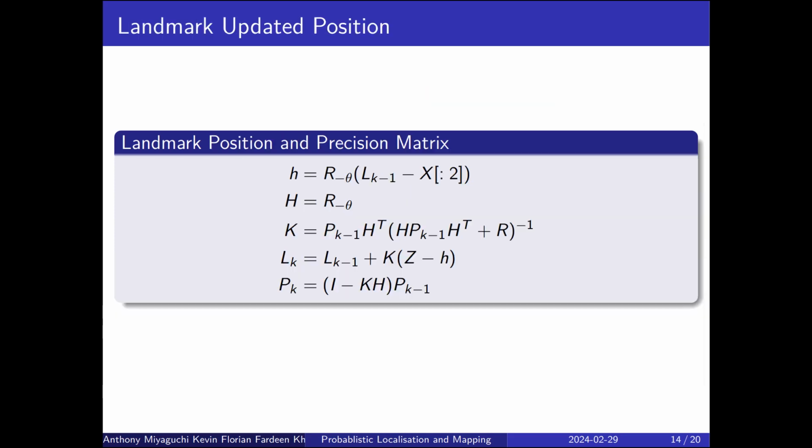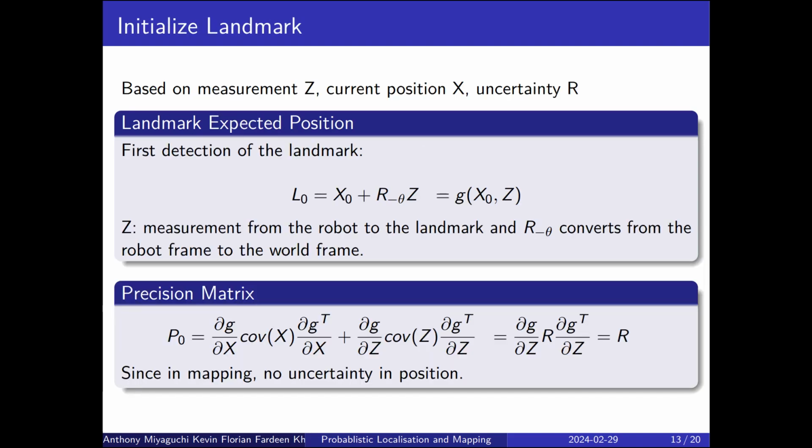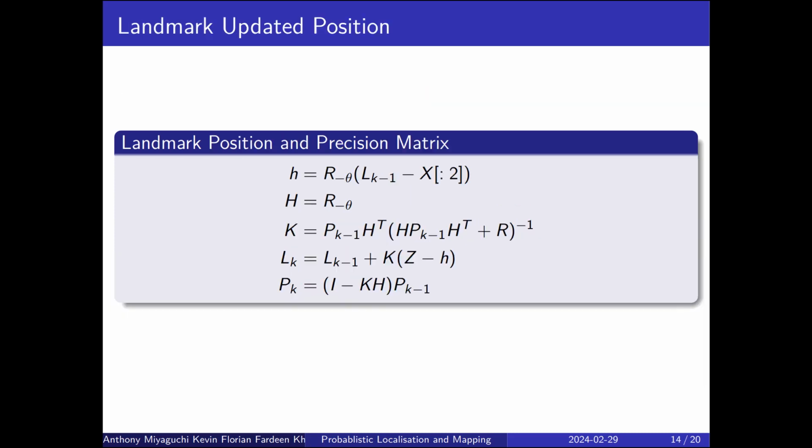Then for the precision matrix, it's just equal to R, which is the uncertainty, because we consider that in mapping there's no uncertainty in position. And then for the update of the landmark, it's this set of equations.